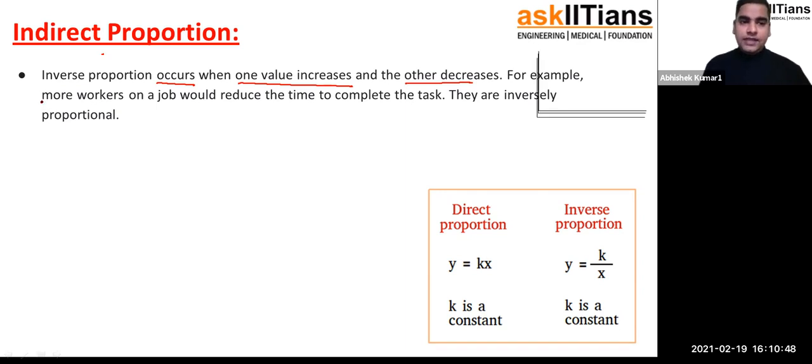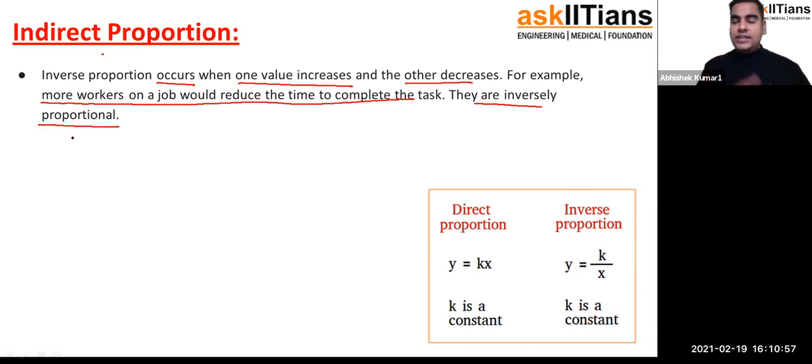In fact, it says more workers on a job would reduce the time to complete the task, right? They are inversely proportional. We discussed the exact same example right before it: if you increase the number of workers on any construction project, then the time taken to wrap up that project would decrease automatically. On the other hand, if you decrease the number of workers, then automatically the time taken to complete that construction project is going to increase. Understood?